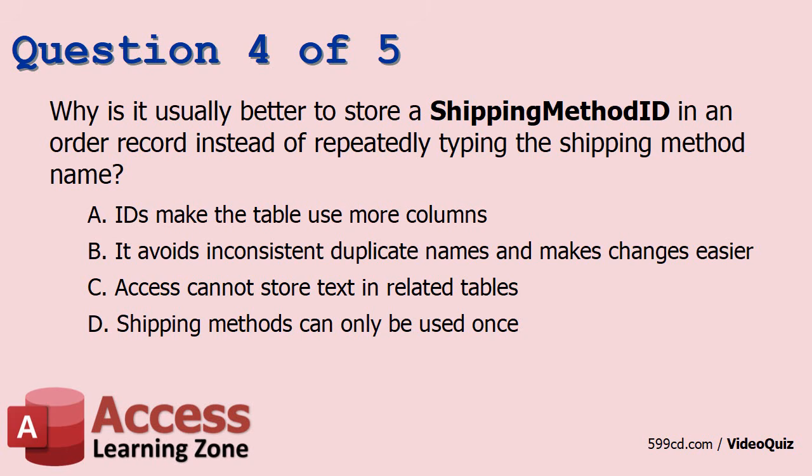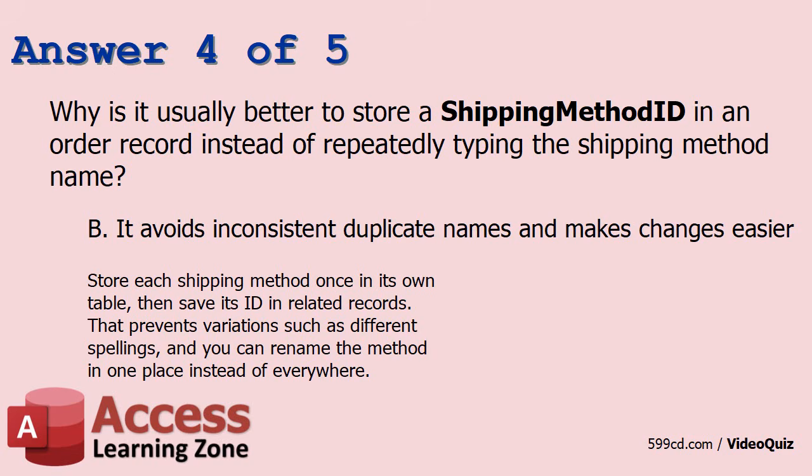Question 4. Why is it usually better to store a shipping method ID in an order record instead of repeatedly typing in the shipping method name? IDs make the table use more columns. It avoids inconsistent duplicate names and makes changes easier. Access can't store text in related tables, or shipping methods can only be used once. That's B. It avoids inconsistent duplicate names and makes changes easier.